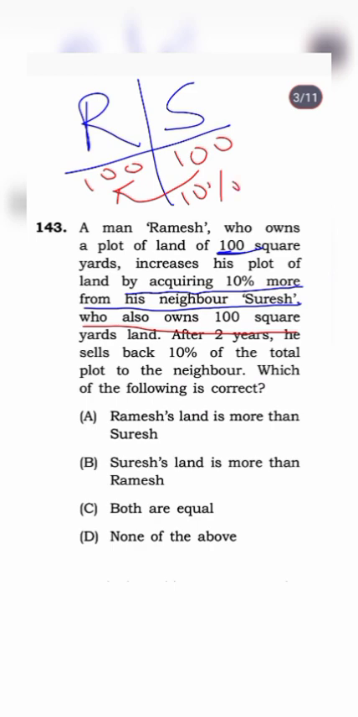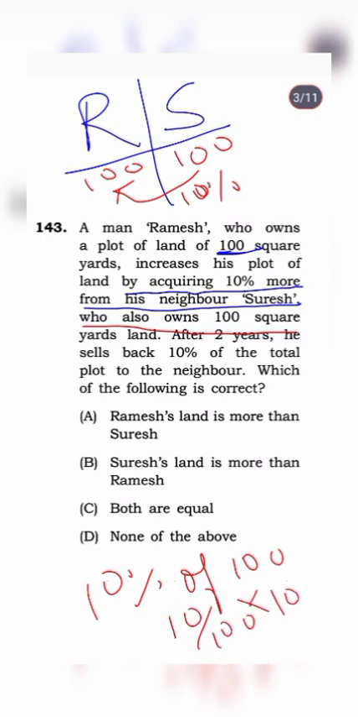10% of 100 is 10 upon 100 multiplied by 100, which equals 10. So Ramesh acquired 10% of Suresh's land. Suresh is left with 90, and now Ramesh has 110. After 2 years, Ramesh sells back 10% of the total plot to the neighbor, Suresh.